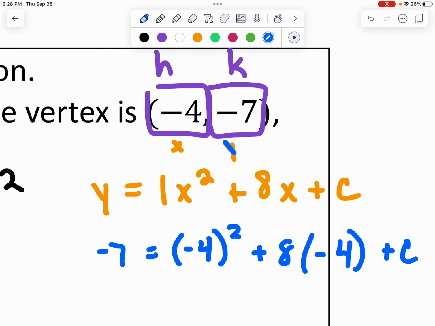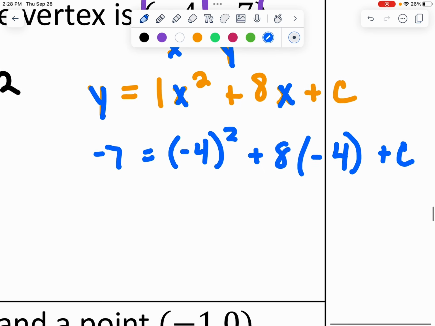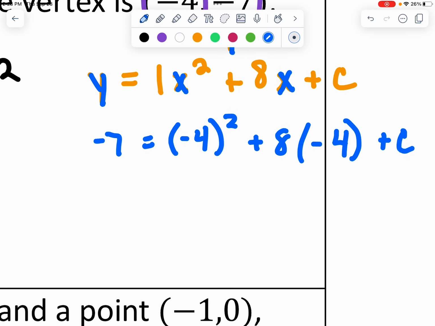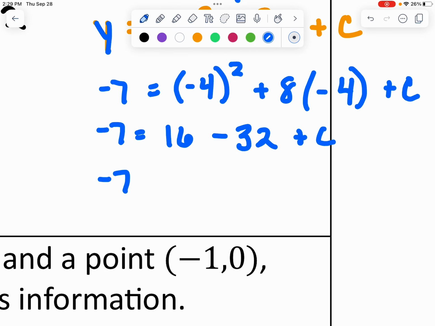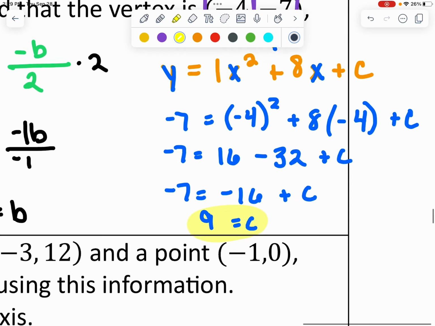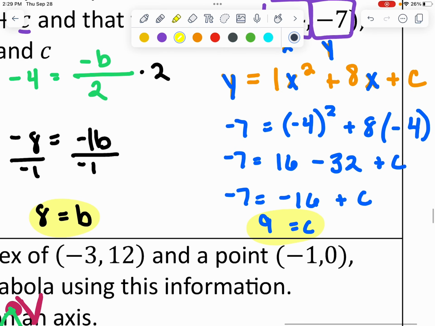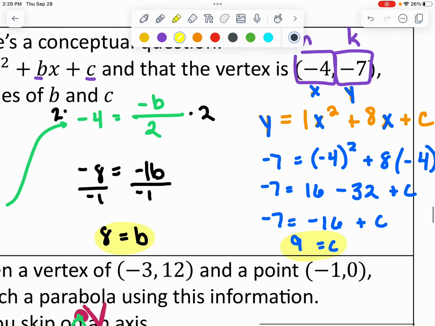So we're replacing y with -7 and we're replacing every x with -4. You've got to really be careful and use parentheses. Let's solve this now. -4 squared, 8 times -4. Okay, so 16 minus 32, that's -16, so -7 equals -16 plus c. Add 16 to both sides and you have that c is 9. And that's how you solve for the missing values of b and c. Very conceptual, but really a good grasp on the lesson overall.